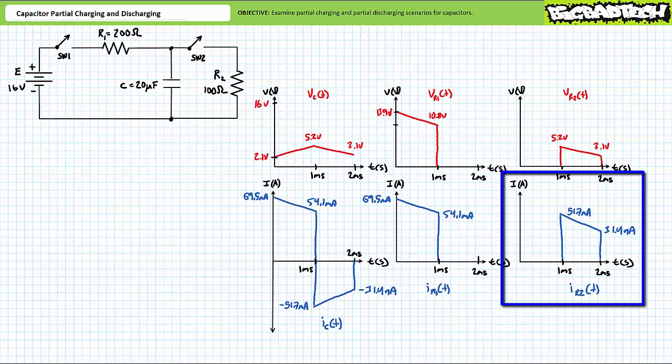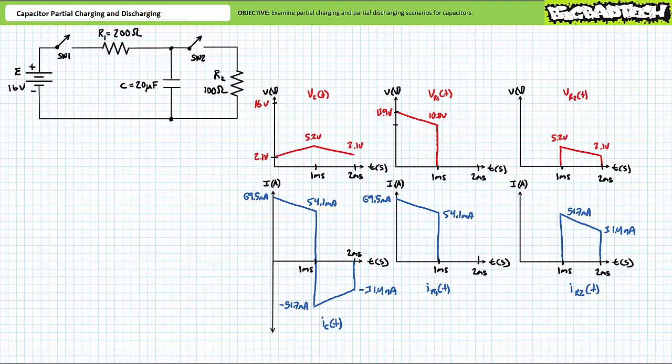Note when switch 2 opens at t equals 2 milliseconds, R2 is experiencing voltage and current because the capacitor discharge process is being interrupted. As we've noticed in previous lectures, several important takeaways should be immediately identifiable during this back-to-back partial charge and partial discharge scenario.